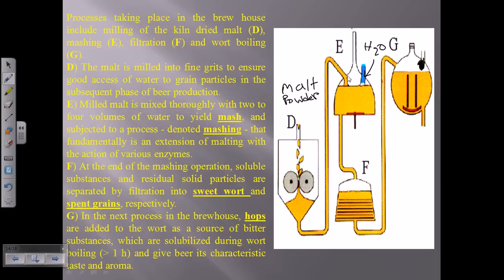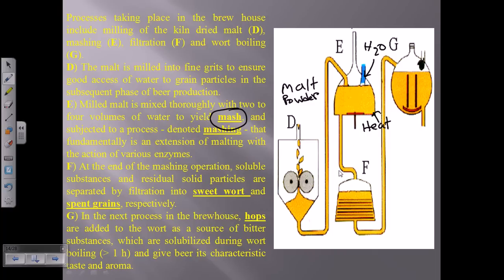Once we add water to it and start heating, heat is applied in this region, and they produce something called the mash. Remember, we have already talked about that, and the process is termed mashing. At the end of the mashing, the soluble substances and the residual solid particles are separated by a whirlpool filtration unit. We've already seen the picture previously, right?